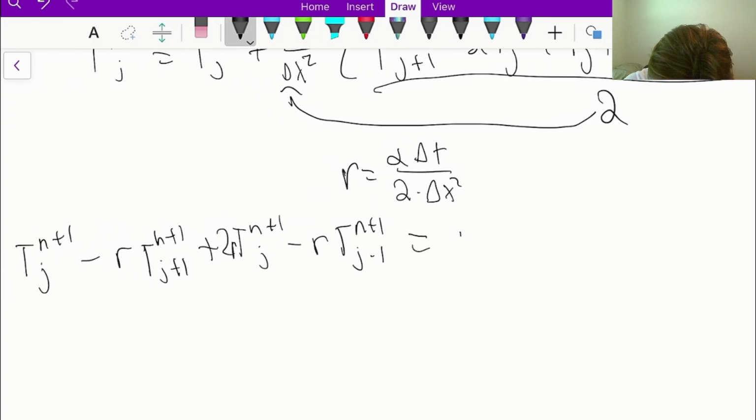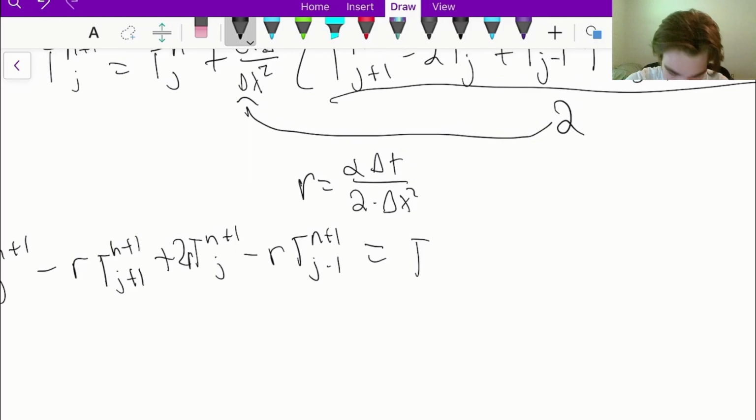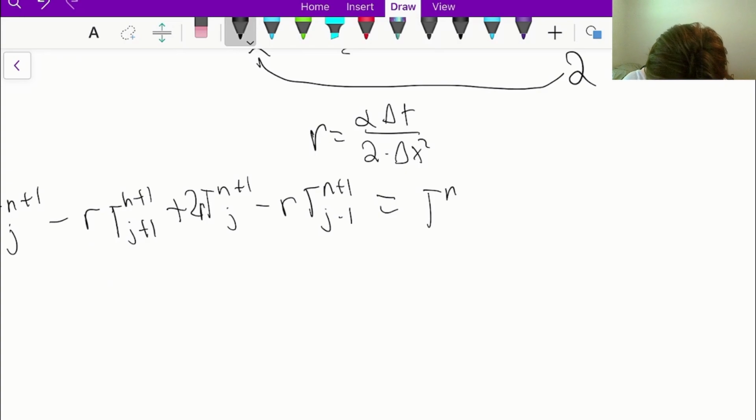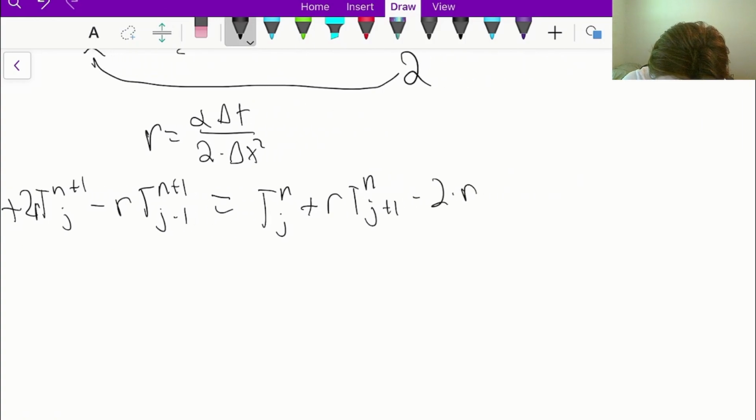And this is going to be equal to its counterpart, the temperature at point n. These addition and subtraction signs are going to be flipped, right? Because that's just the equation up there. So now you've got T at time n, point j, plus r times T n of j plus 1, minus 2 times r T n of j, and then plus r times the temperature at point n, j minus 1.